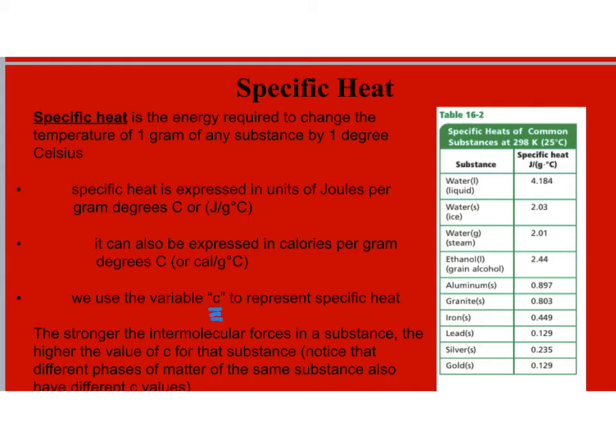The stronger the forces in a substance, the higher the value of C. Also, different phases have different C values. If you look at water, ice, and steam right here, water actually has the strongest intermolecular forces when it's a liquid. That's why its specific heat is higher. It takes more energy to change the temperature of liquid water than it does ice or steam. Likewise, it takes more energy to change the temperature of water, which has hydrogen bonds, than alcohol, which just has kind of weak dipole or London dispersion forces.